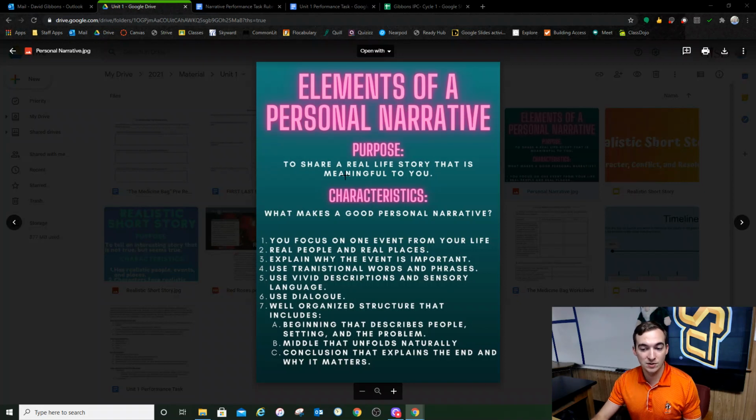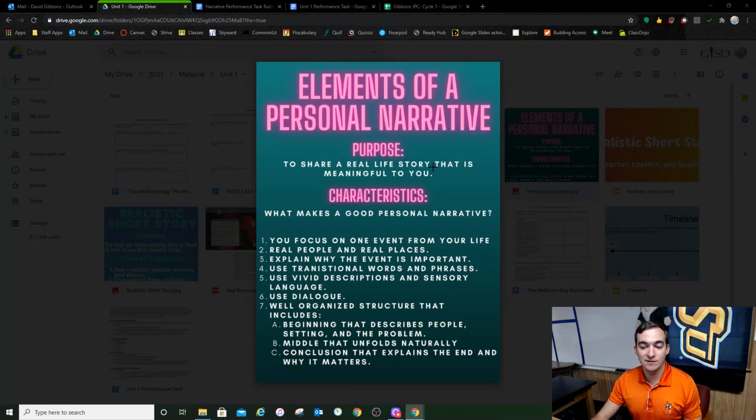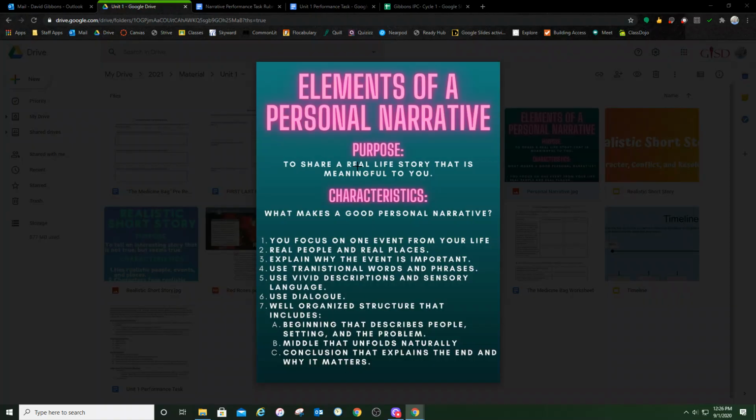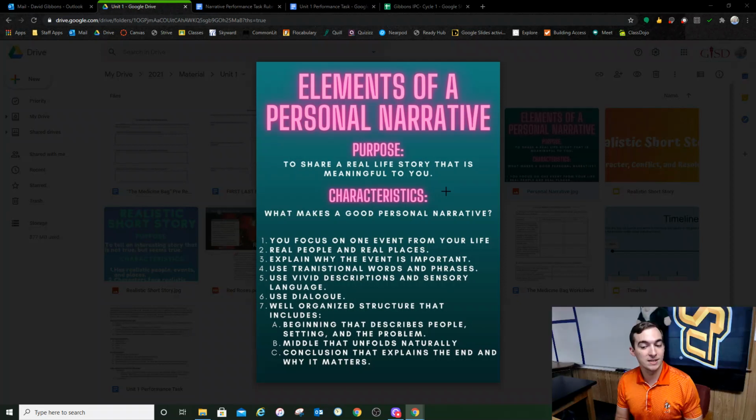And so a personal narrative is a real life story that is meaningful to you. So the key words here are real and meaningful. Real means it's the truth. It's not made up. It actually happened to you. There are real people, real events, and real places. So it's a real thing that truly did actually happen to you. It's not fake. It's not made up. There's no aliens and monsters. It's a real thing that happened in your life, and it needs to be meaningful to you.